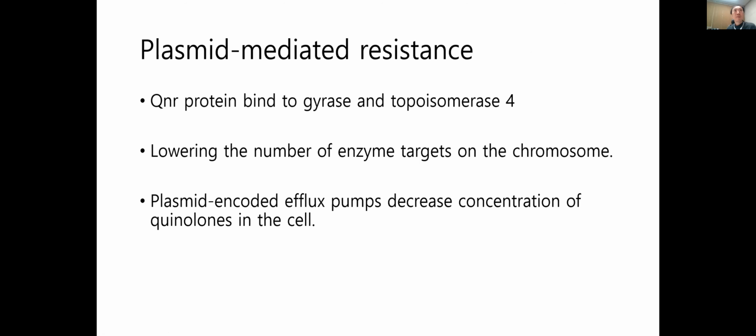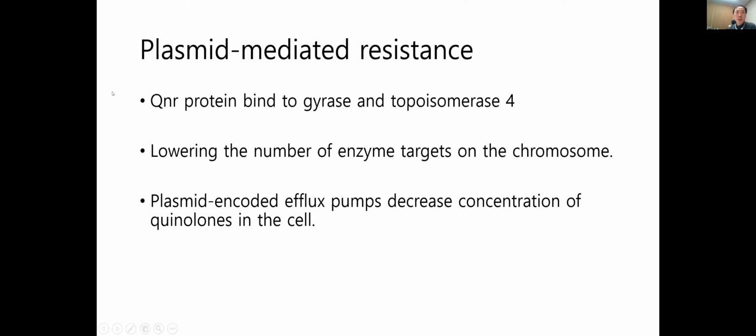In fact, your question is right, that when QNR protein binds to gyrase and topoisomerase 4, it leads to a low affinity to combine with DNA. And okay, Juhan gave a good assumption of how to interpret your presentation of the material. Taekjun, if you look at the two sentences, the first sentence says QNR protein binds to gyrase. The second sentence is lowering the number of enzyme targets. Is it a connected function? No. This is separate? Yes, separate. These three are separate. Oh, separate, okay.